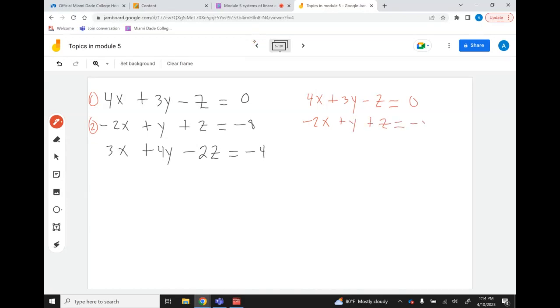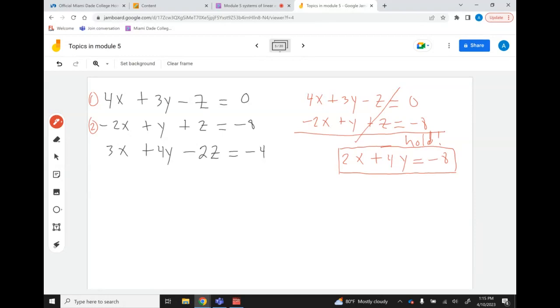I hope that you can see now that when I add those two together, the z value gets eliminated. So what's left? 4x minus 2x is 2x. 3y plus y is 4y equals negative 8. So this is my first equation. Notice that now I have a new equation of two variables, which I'm going to put on hold.